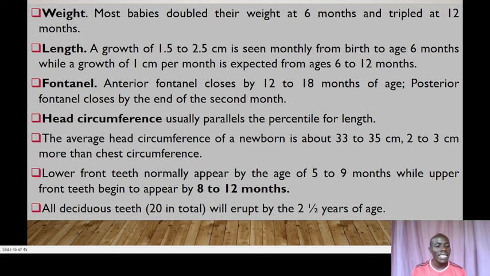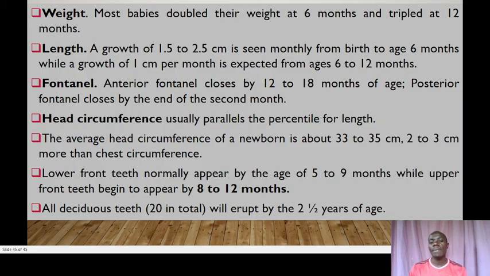Generally, guys, in terms of these developmental milestones, most babies will double their weight at 5 months, and it will triple at 12 months. A growth of about 1.5 to 2.5 centimeters is seen monthly up to age 6 months, while a growth of about 1 centimeter per month is expected from 6 to 12 months. For the fontanelles, the anterior fontanelle will close by 18 months, while the posterior fontanelle will close by the end of the second month.